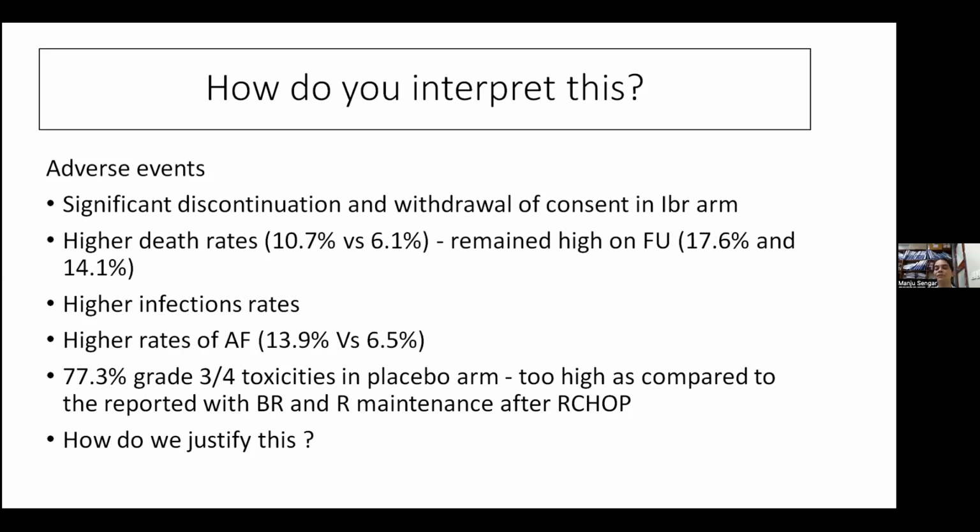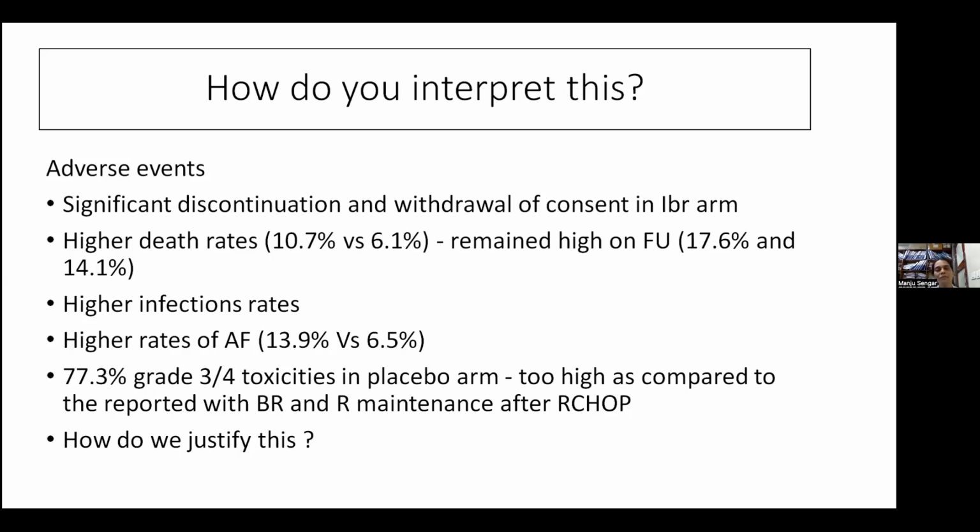All this needs to be interpreted in the light of the adverse events which we saw. Almost 103 patients in the ibrutinib arm, more than double, discontinued the study because of adverse events. There were higher death rates during the study as well as during follow-up in the ibrutinib arm. Higher infection rates, which we saw. Another challenging side effect of ibrutinib is atrial fibrillation. Even in the comparator arm, you had elderly patients, and that's why you did see 6.5% AF there, but the numbers are much higher in the intervention arm.